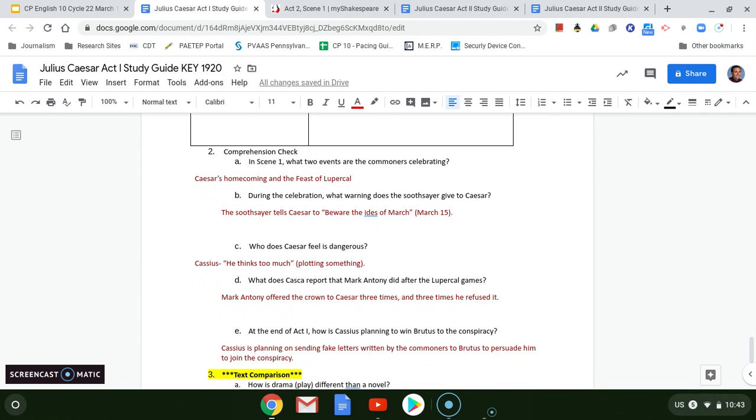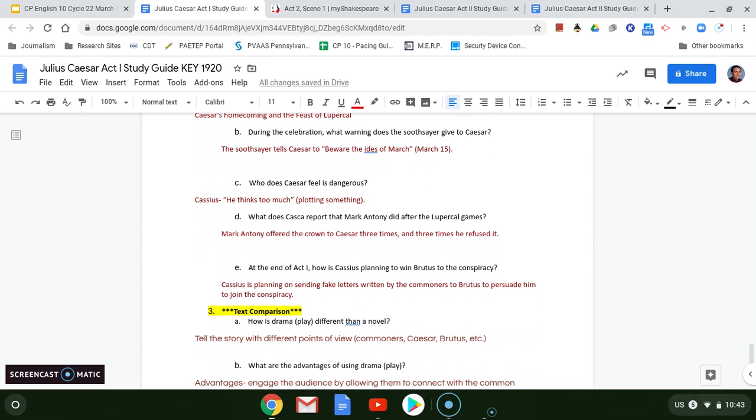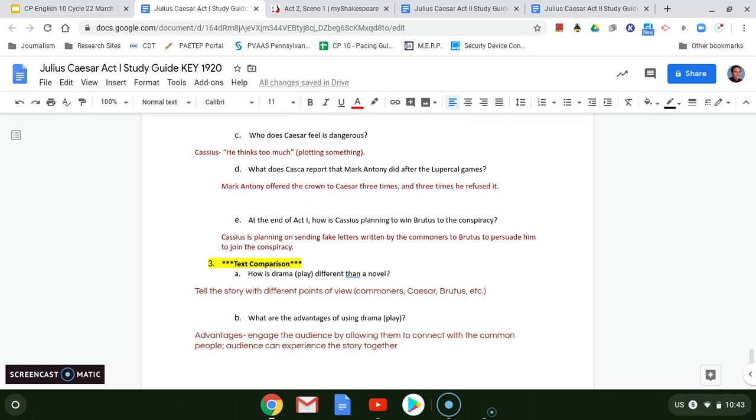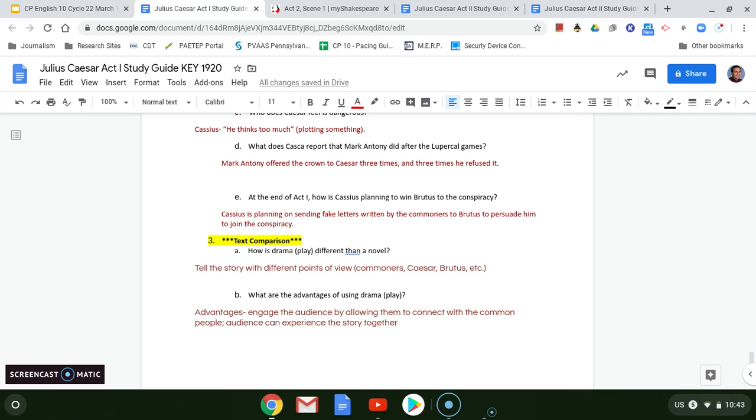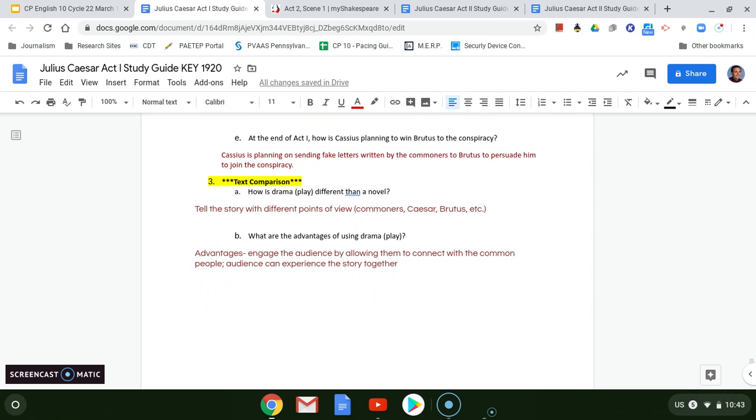And we talked about the fact that this is Caesar's homecoming. It's the Feast of Lupercal. And the soothsayer warns Caesar to beware the Ides of March. Caesar feels that Cassius is dangerous. He thinks too much. And Casca reports that Mark Antony offered the crown to Caesar three times and that three times he refused. At the end of Act 1, Cassius, again, is planning on sending these fake letters written by the commoners. Okay. And so how is drama different than a novel?